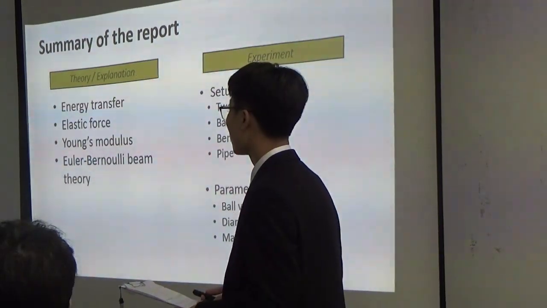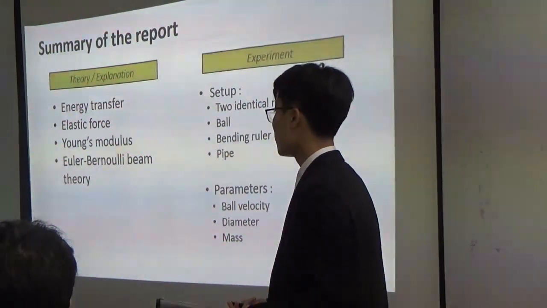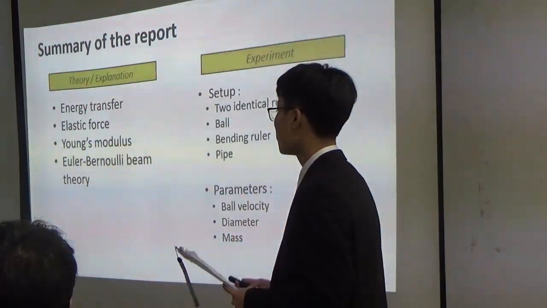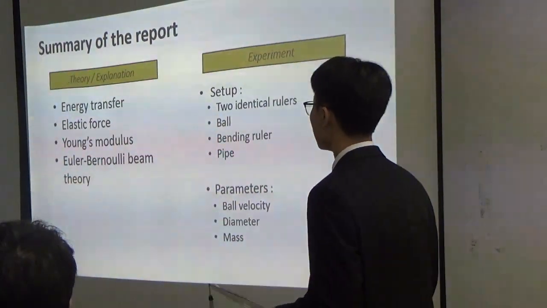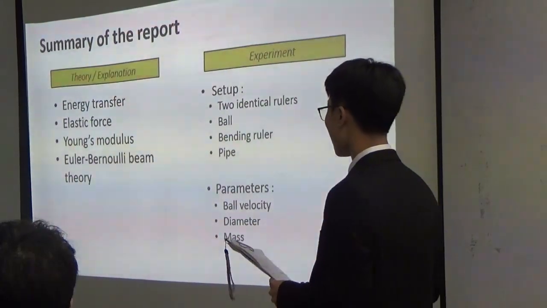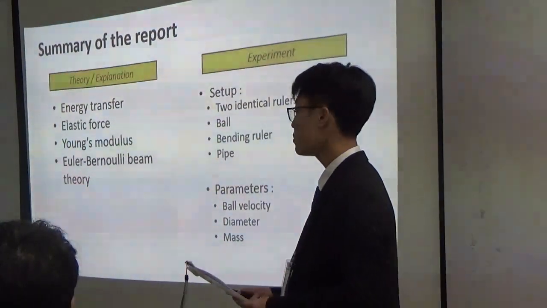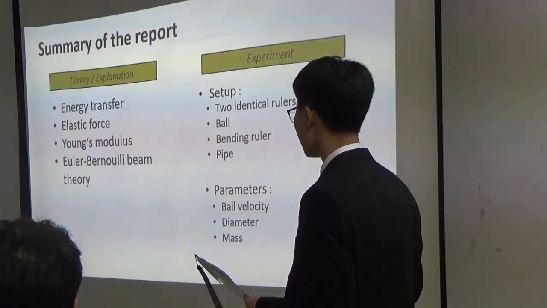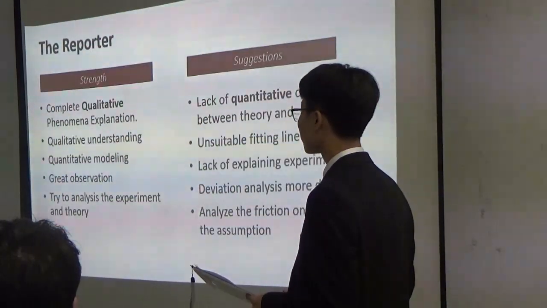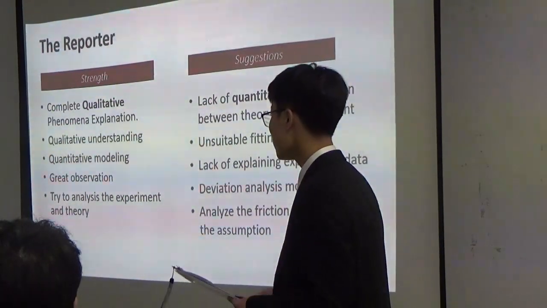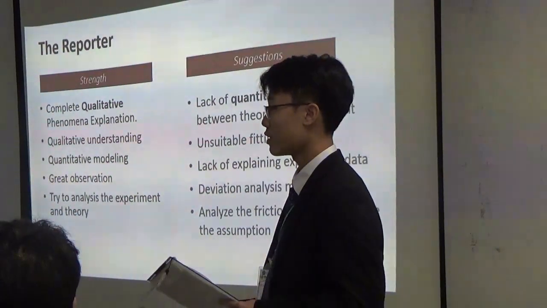A summary of the report includes energy transform, elastic force, Young's modulus and Euler-Bernoulli beam theory. About the experiment, he used two identical rulers, a ball, bending rulers and a pipe. About his experiment parameters, he varied the ball velocity, diameter and mass. About the strengths, he used a complete quantitative phenomena explanation and also a good force analysis.